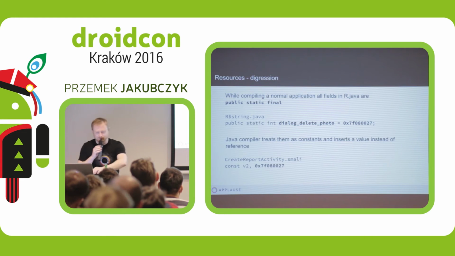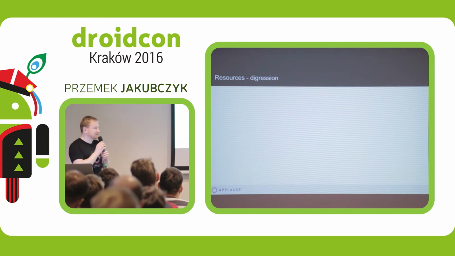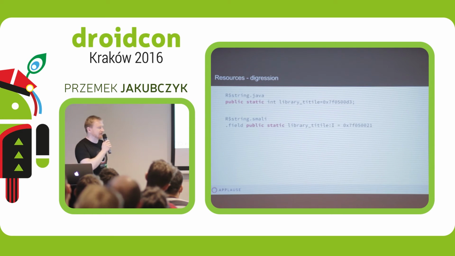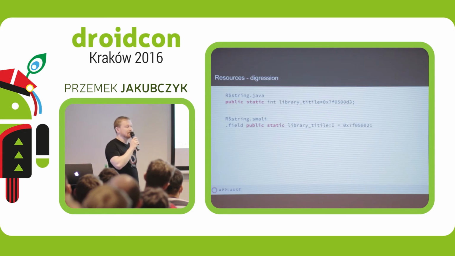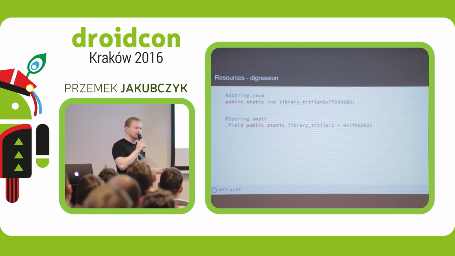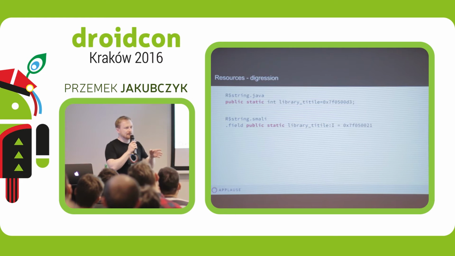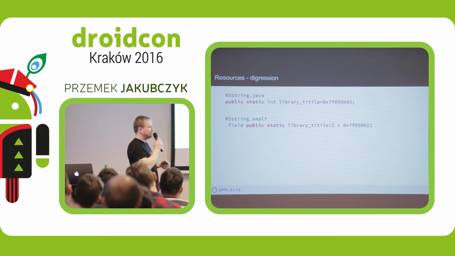Oh, so this was the example I was talking about. But for libraries, it's different because the R class is not static final. The R class needs to be recompiled again in the final application to get the other libraries in one common R class, so the application can access the resources from the libraries. That's why it has to be regenerated. For compilation reasons, when you compile a library, it's not final because it will change.